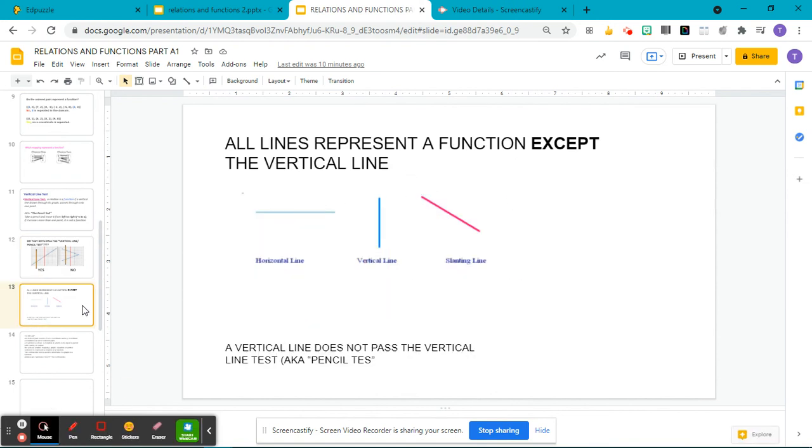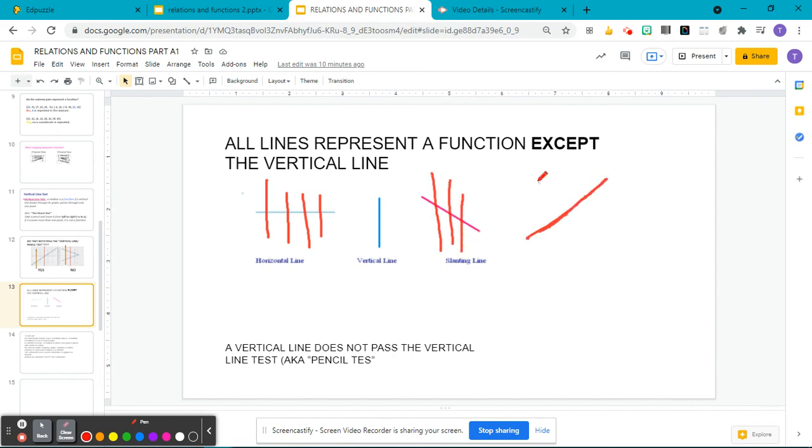All lines represent a function except the vertical line. A horizontal line would pass the vertical line test. Here's the vertical line test. Yes, I'm touching one point at a given time. A slanted line, whether it's positive or negative, a slanted line passes the vertical line test. It's a function. But a vertical line, I'm touching every point on the line. It does not. So this is not a function. No, it's not a function. A horizontal line is a function. A slanted line is a function, but a vertical line is not a function. It does not pass the vertical line test.